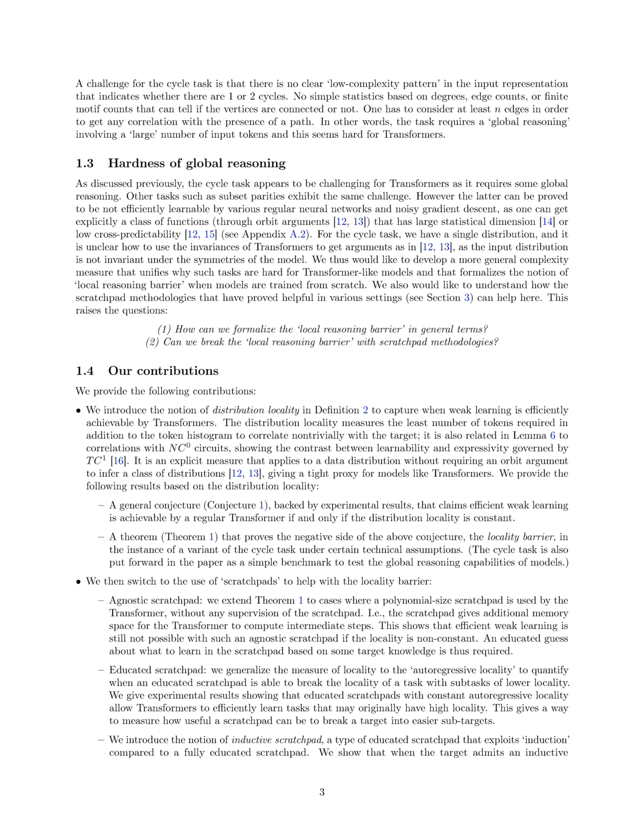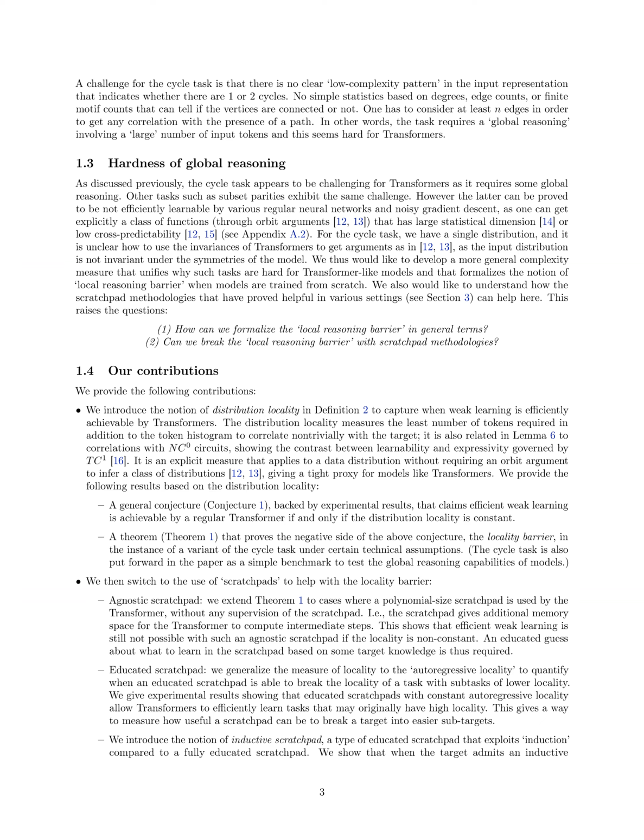The method is validated or tested by introducing the notion of distribution locality, which quantifies when weak learning is efficiently achievable by transformers. The distribution locality measures the least number of tokens required to correlate non-trivially with the target, without requiring an orbit argument to infer a class of distributions. The paper provides a general conjecture backed by experimental results that claim efficient weak learning is achievable by a regular transformer if and only if the distribution locality is constant.